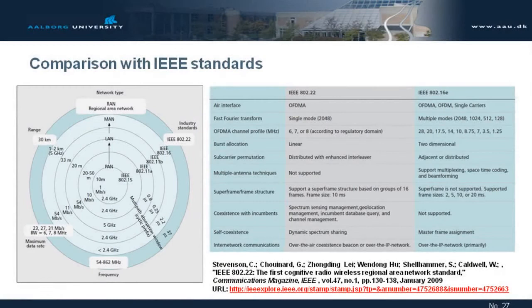This is a very nice paper about the standard in the IEEE Communications Magazine, where they compare the different standards in terms of data rate, spectrum, capabilities and so on. And if you look here, for example, at this table where you define the air interface, it's really, really similar to WiMAX.